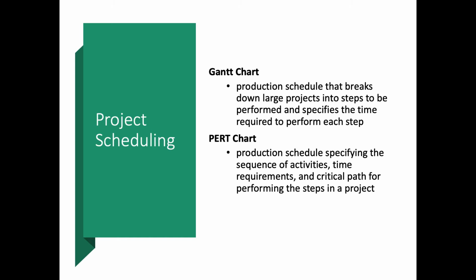The production scheduler breaks down large projects into discrete steps to be performed and specifies the time required to perform each step. And then there is also the PERT chart, a production schedule specifying the sequence of activities, time requirements, and critical path challenges for performing the steps in a particular project. Let's take a look at these one at a time.